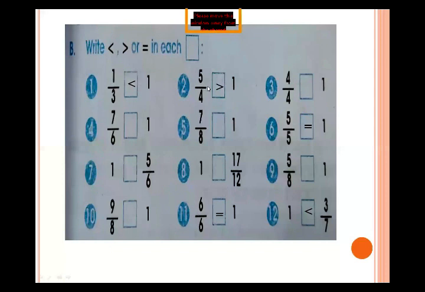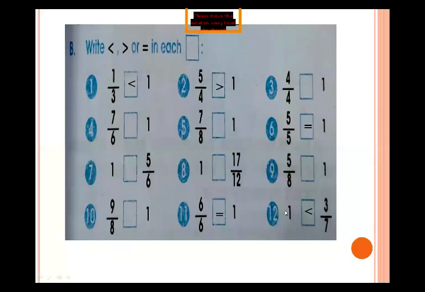Move to the next example, 5 upon 4. The numerator is greater than the denominator. It means the fraction number is greater than 1, because the whole shape shows 4 parts, and more than 4 parts are shaded. So we say 5 upon 4 is greater than 1. Now move to the next example. See here, numerator and denominator are both equal. Total parts are 6, all 6 are shaded, meaning the whole shape is shaded. So we say it is equal to 1.